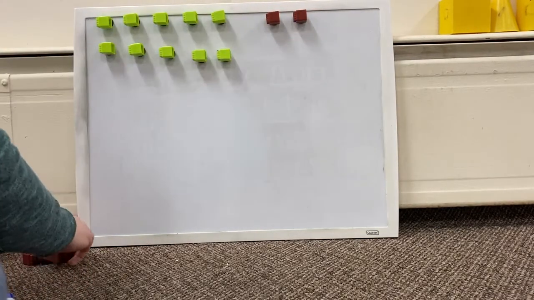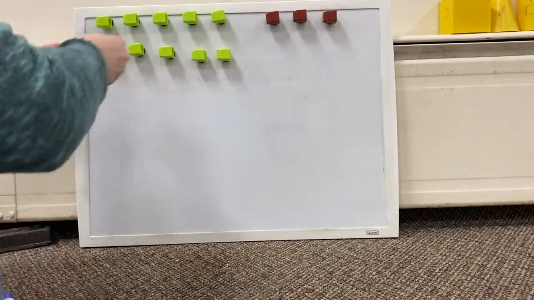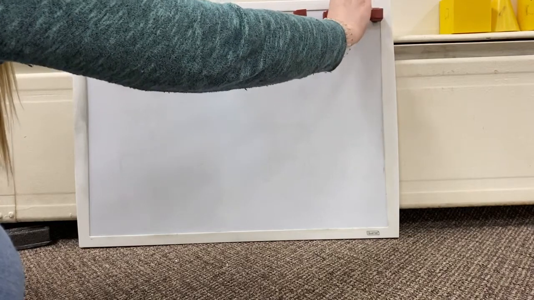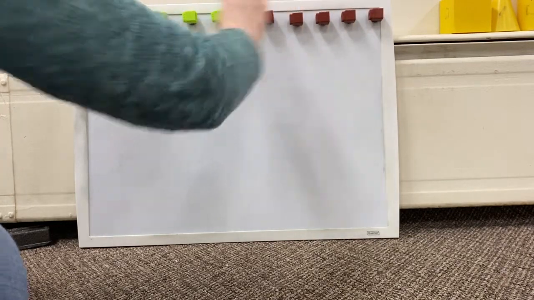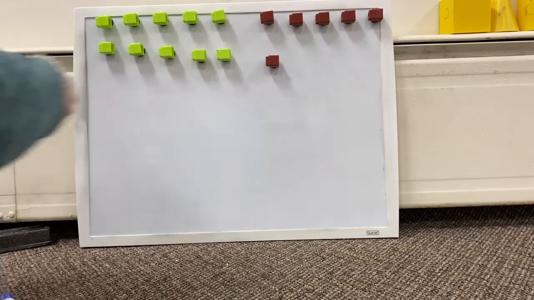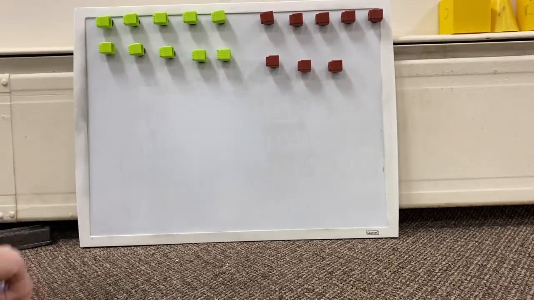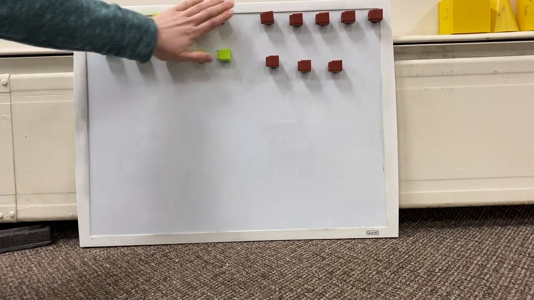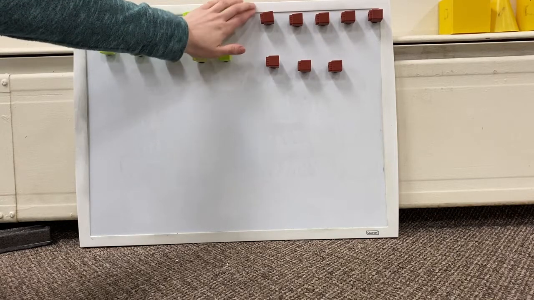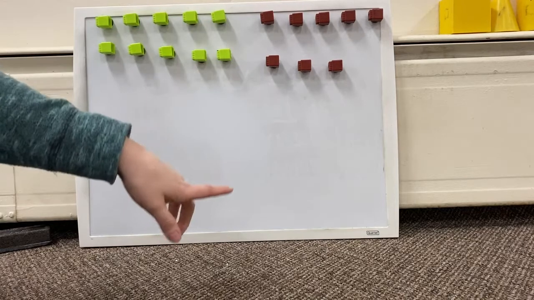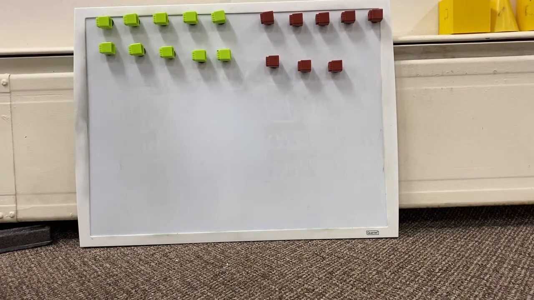I'm going to add 1, 2, 3, 4, 5, and I'm going to try to do this one like a 10 frame too to help keep me organized. 6, 7, 8. All right, that's a lot of cubes. I know that I have 10 and then 9. 10 and 9. I bet some of you can figure out how to write this number, but do you know the name of this number?